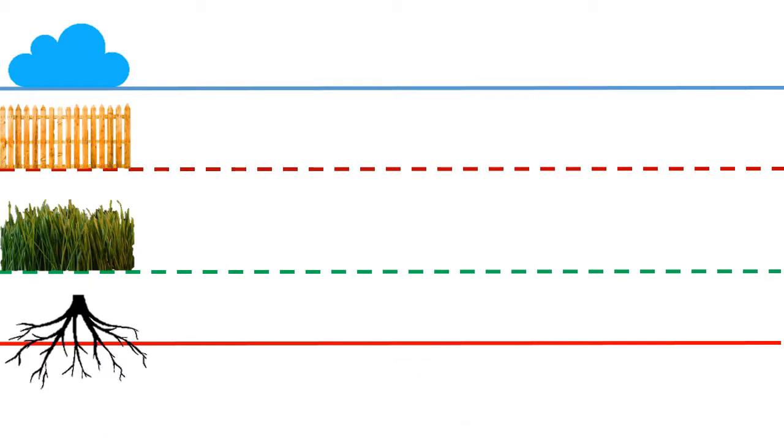In English, we have 4 lines to write on. First line is skyline. Second line is fence line. The third line is grass line. The fourth line is fruit line.